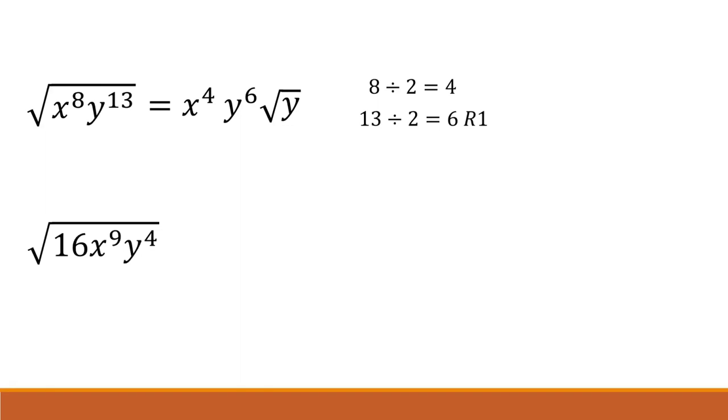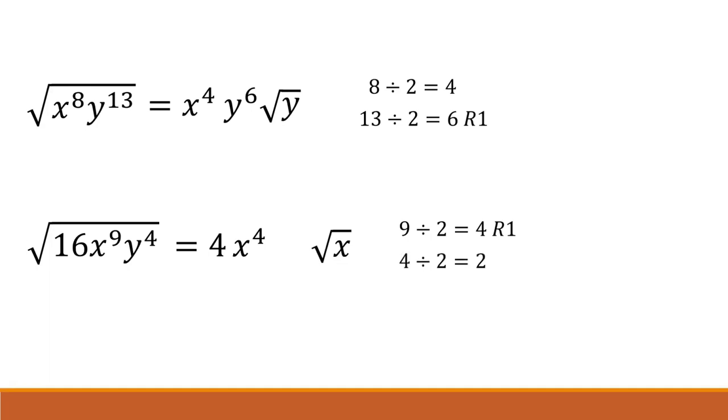How about the square root of 16 x to the 9th, y to the 4th? That's a combination of number factors and variable factors. Well, everything we've talked about still applies. We know the square root of 16 is 4 because 4 times 4 is 16. The square root of x to the 9th, well, let's see. 9 divided by 2 is 4 with a remainder of 1. So we have 4 pairs. That's x to the 4th, 4 pairs of x's, and a leftover x that remains in the radicand.